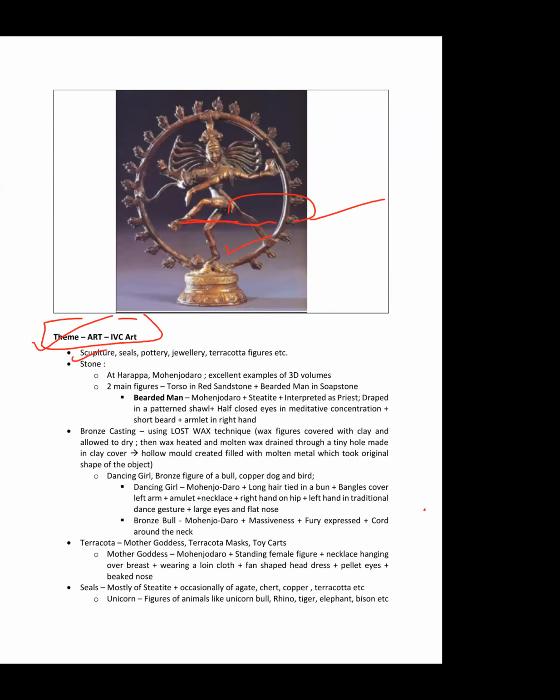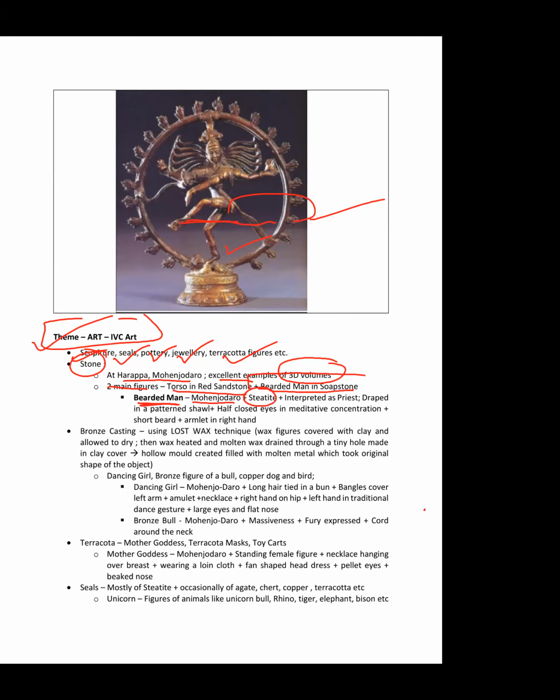We found sculpture, seals, pottery, jewelry, terracotta figures. The stone art which we found was at Harappa and Mohenjo-daro. They were excellent examples of 3D volumes. Two main figures were the torso in red sandstone and the bearded man in soapstone. The images I will include, right? Don't worry about that. The bearded man was found in Mohenjo-daro, made of steatite.